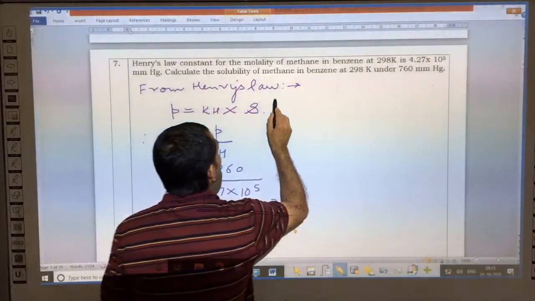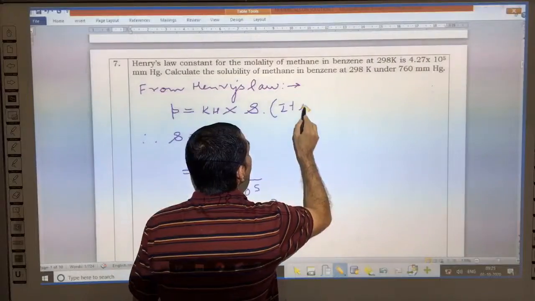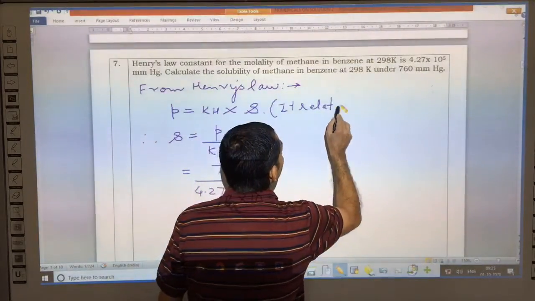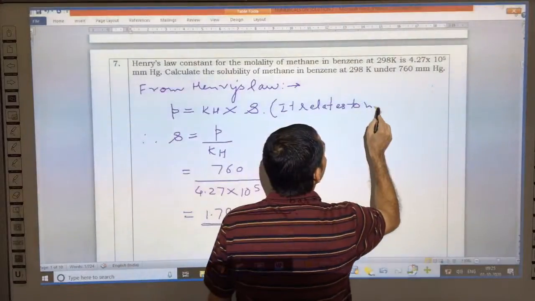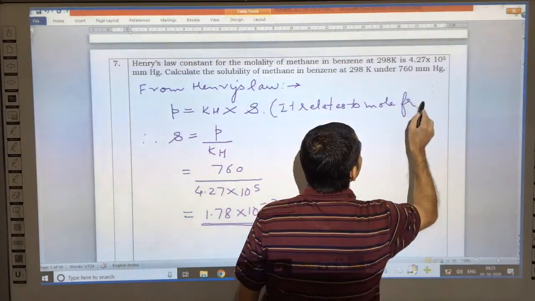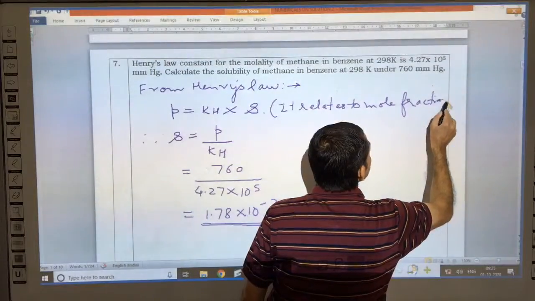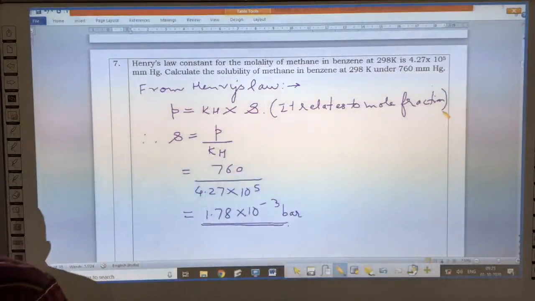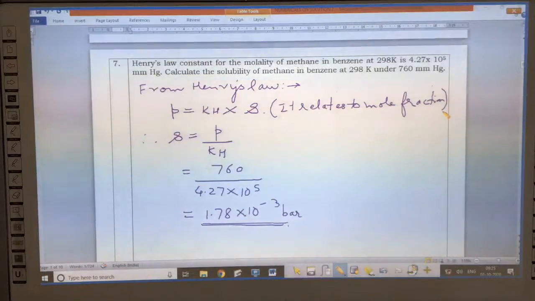Okay, here this solubility, it relates to what? Mole fraction. You should be familiar with this. Solubility relates to mole fraction. So I have solved the answer. It is 1.78 into 10 to the power minus 3 bar. This is the solubility of what? Methane in benzene. Each and everything is given. You can solve it. This is a direct numerical. Clear? Now, let us move on to our next question.